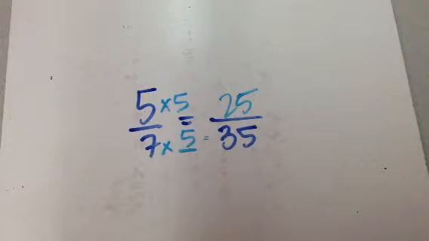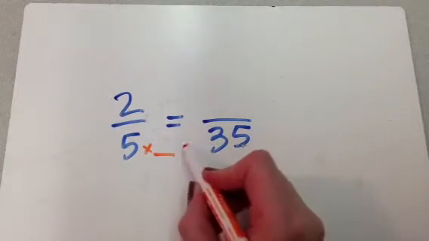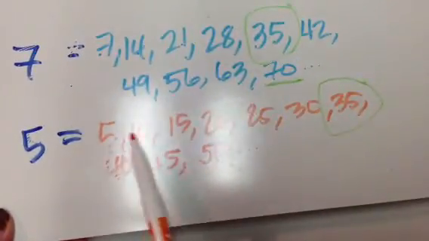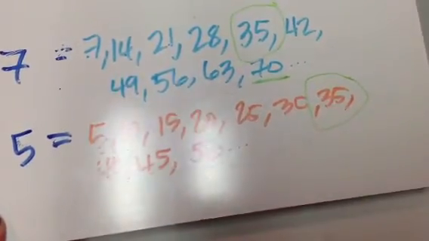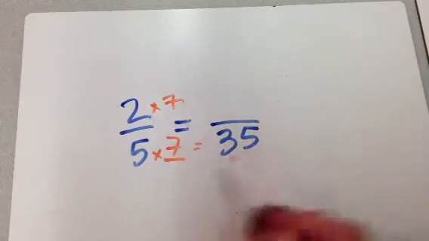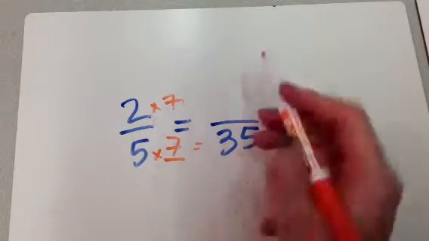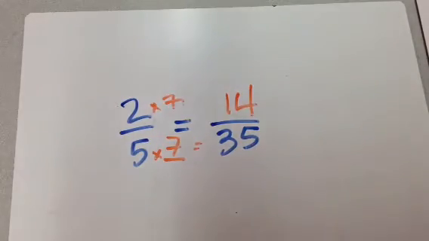Let's look at our next guy here. Because our other fraction was 2/5. Okay, what times 5 gives me 35 on my list over here? Well, it was 1, 2, 3, 4, 5, 6, 7. Okay, times 7. So if I multiply the bottom number by 7, I have to multiply the top number by 7. 2 times 7 is 14.